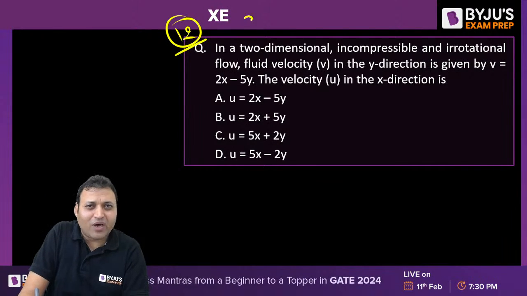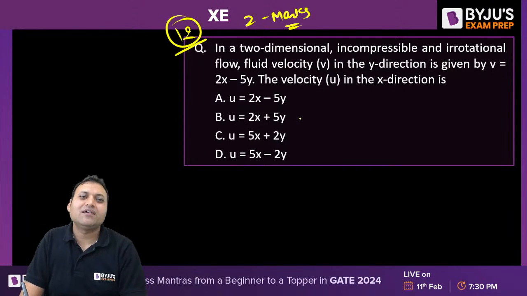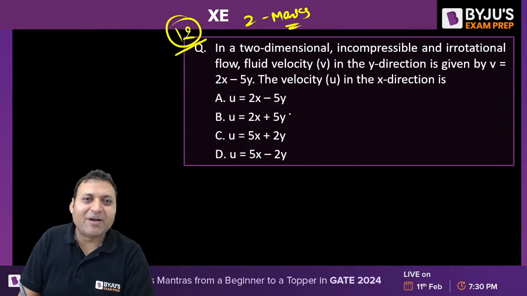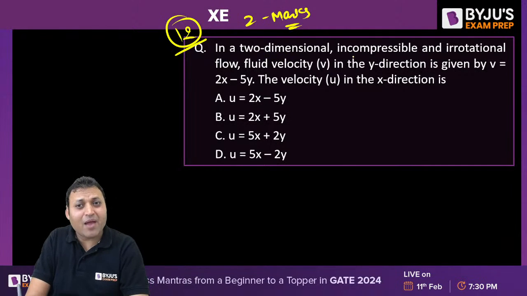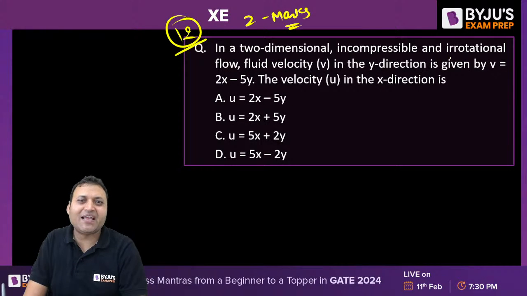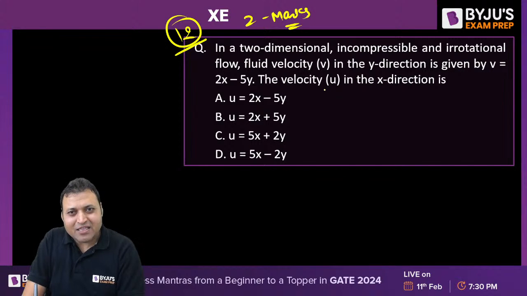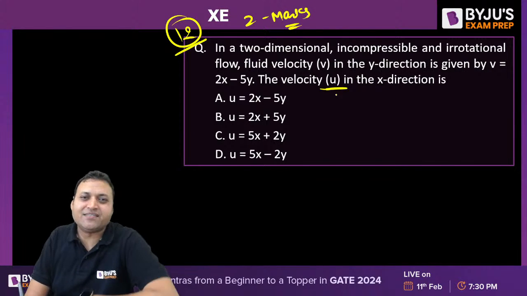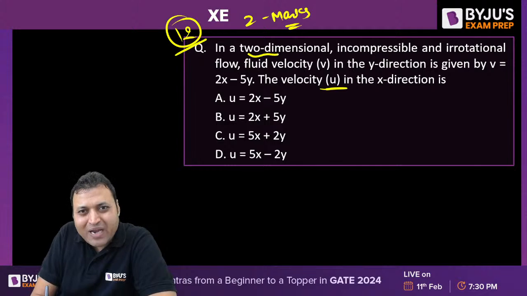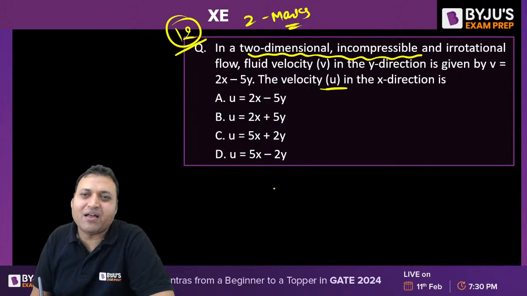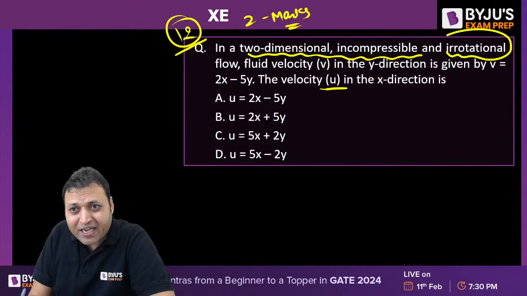So question number 12, again carrying 2 marks. The question is from the kinematics. In a two-dimensional, incompressible and irrotational flow, the fluid velocity in y direction is given by this expression. The velocity in x direction is to be found, because the flow is two-dimensional and incompressible as well as irrotational.